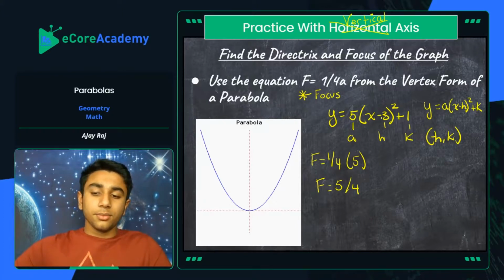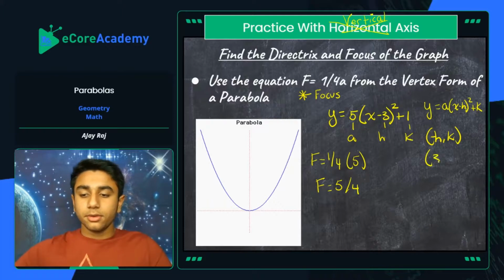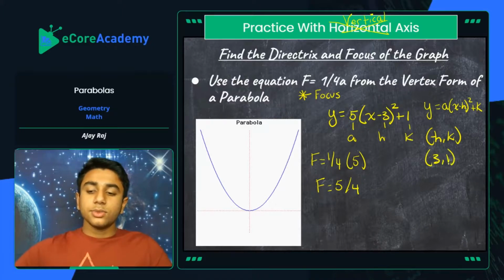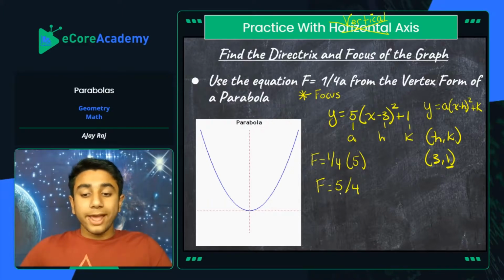That's our answer here. So we see that -3, 1. We're going to do the opposite sign of -3, and that's going to be 3. So it's going to be 3, 1 here for our vertex. So we see that our y value is going to be 1. And we see that our focal point here is going to be 5/4. So we know that our f value is going to be 5/4, basically our 3, 5/4.